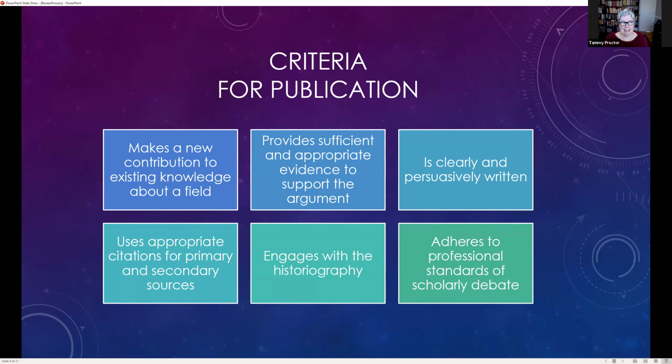And then the last thing, I guess, is adhering to professional standards. And this can be a little squishy, but showing respect to other authors is, I think, an important part of scholarly debate, and we hope that that's what we'll get from our authors.